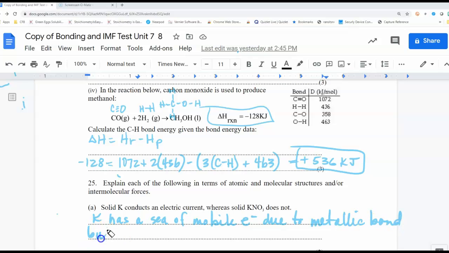But KNO3 has electrons trapped in the crystal lattice. In other words, they can't move around. They are immobile. All right, and so they cannot conduct electricity.